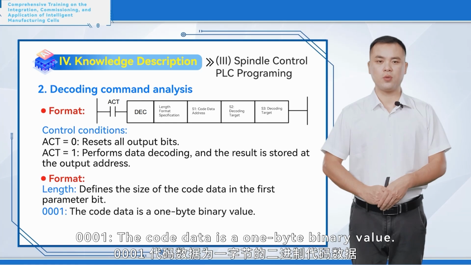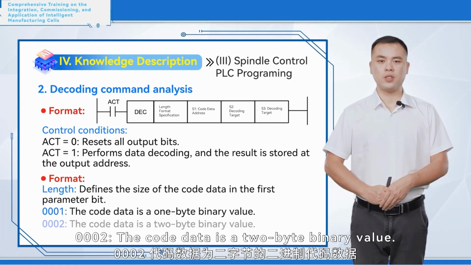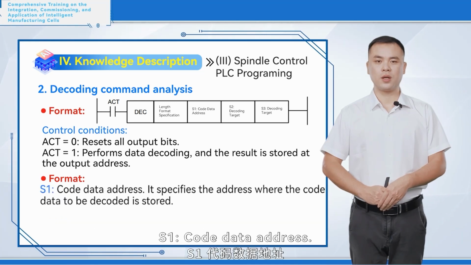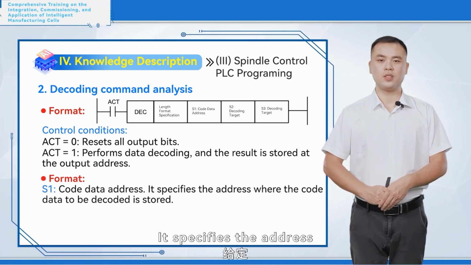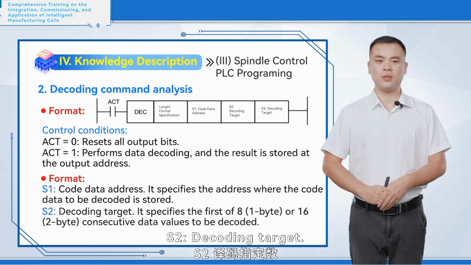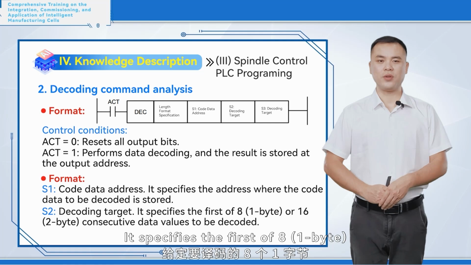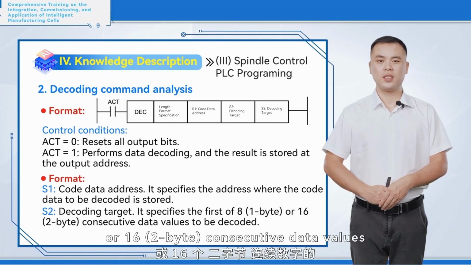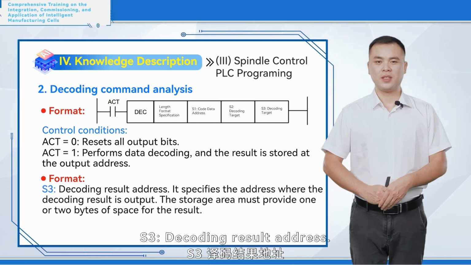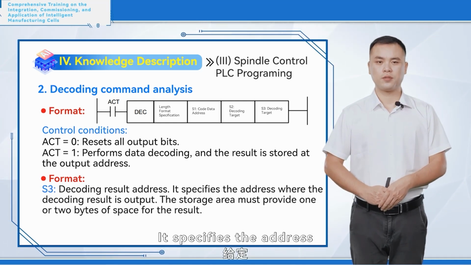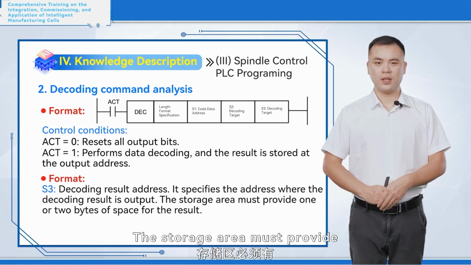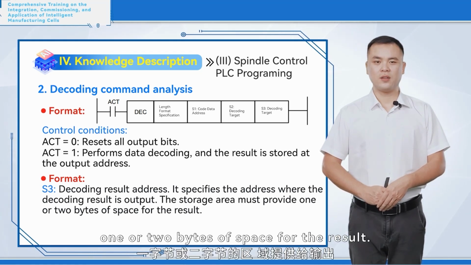The code data is a 1-byte binary value. 0002: the code data is a 2-byte binary value. S1, code data address: it specifies the address where the code data to be decoded is stored. S2, decoding target: it specifies the first of 8 1-byte or 16 2-byte consecutive data values to be decoded. S3, decoding result address: it specifies the address where the decoding result is output. The storage area must provide 1 or 2 bytes of space for the result.